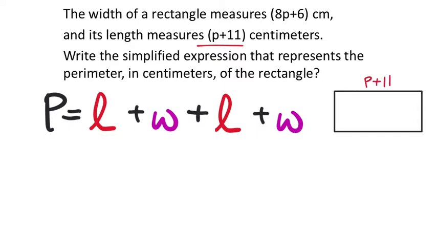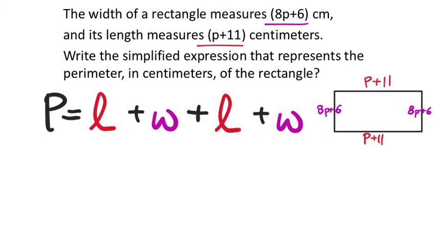And then at the beginning, it said that the width was 8p plus 6. So I'm going to show it right here, 8p plus 6, kind of small. Hopefully that's okay. Now for a perimeter, we need all four sides. So I know opposite sides of a rectangle are the same. They're going to match. They're congruent, however you want to say it. So I got 8p plus 6 there on the right and p plus 11 on the bottom.